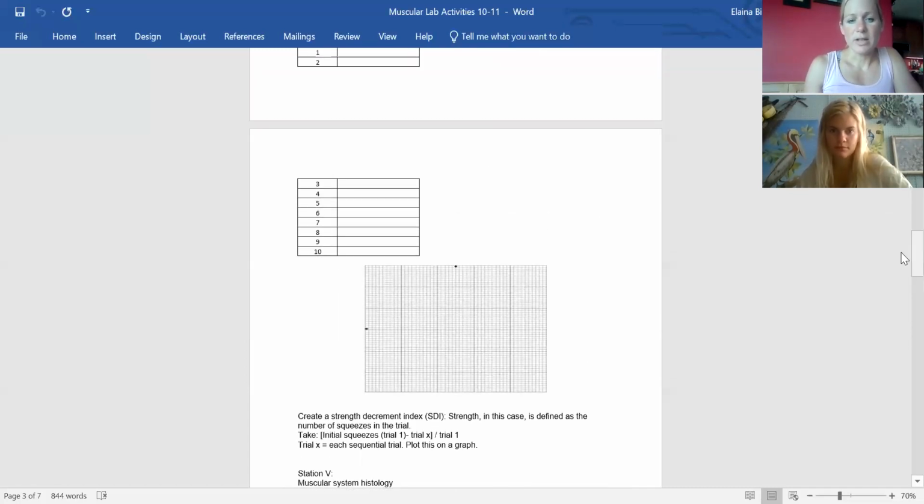The strength decrement index, this is always confusing for people. So you're going to look at trial 1 in comparison to each other trial. So ideally, trial 1 should have the most contractions. So ideally, your graph should start, can you see my pointer? Yeah. Okay, so your graph should start kind of up here and then go down. Okay, and that basically means you lost strength. So again, that's kind of the idea with that. So you start with 100% strength, and then it tells us what percentage you're at in comparison.